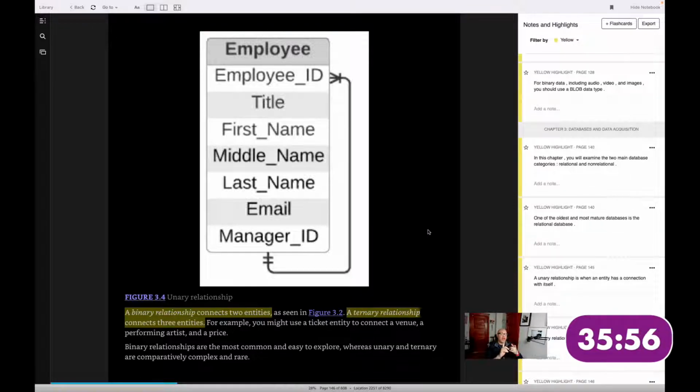Okay, so we have unary, binary, binary meaning two, and ternary, which is three, which I think is interesting. They didn't call it a trinary relationship. Binary relationships are the most common, so two entities, and they're easy to explore, whereas unary and ternary are comparatively complex and rare.